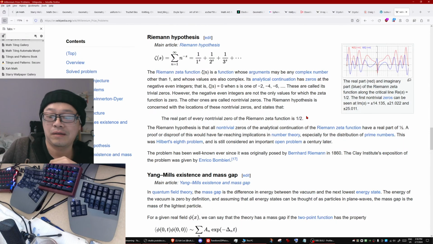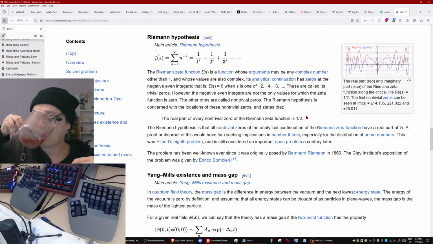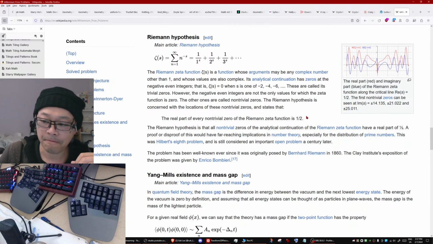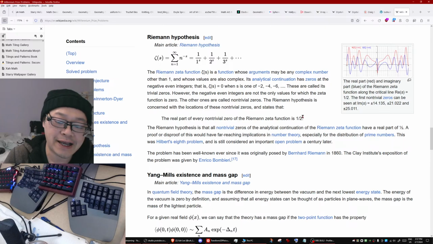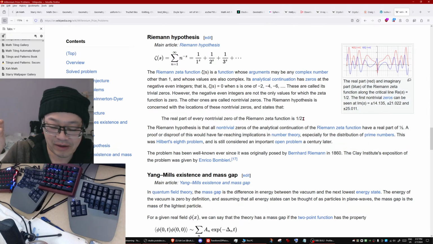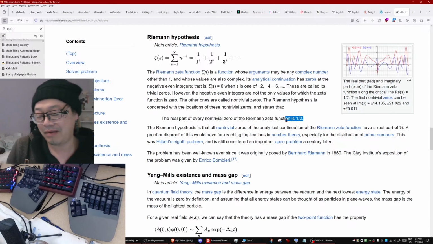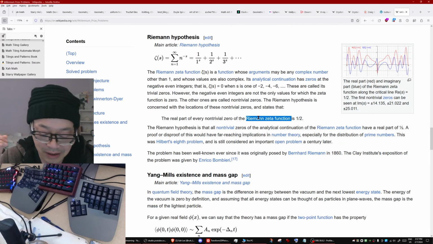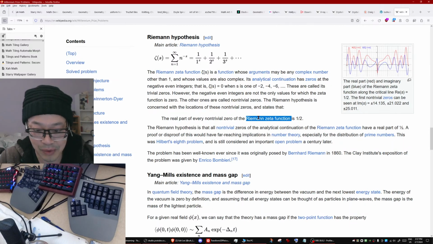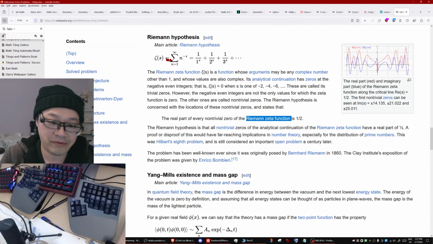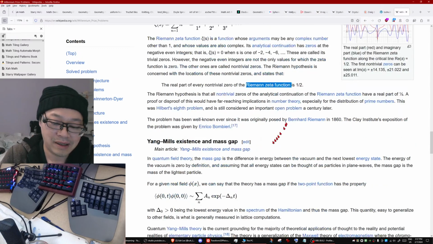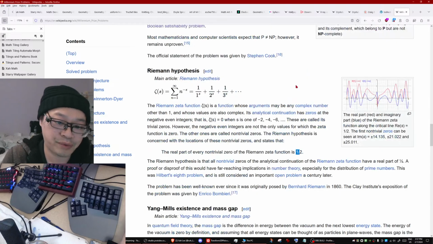So the real part, basically it's saying that you have to prove that every complex number that makes this function 0 has a real part of 1 over 2. It's a bit complex to phrase. It's saying that all these other zeros that make this function 0, the input for the function that makes it 0 is such that the real part is always 1 over 2. So you have to prove that.